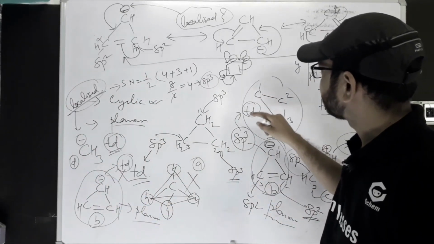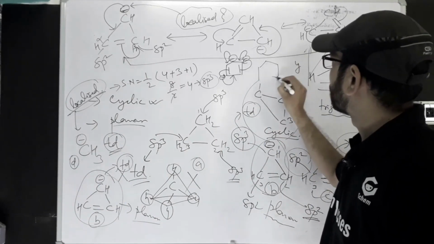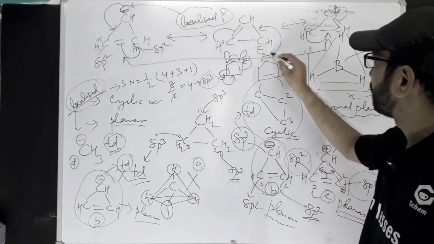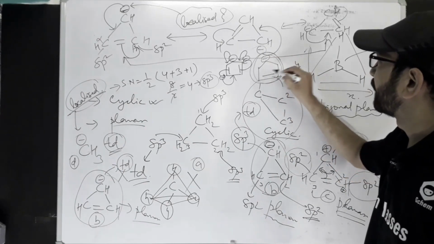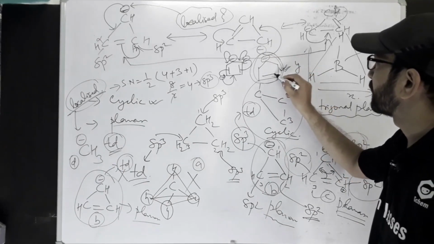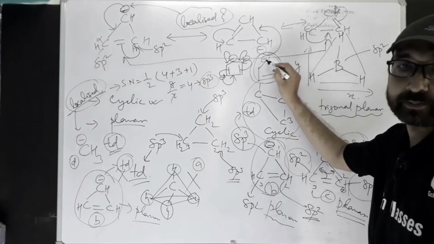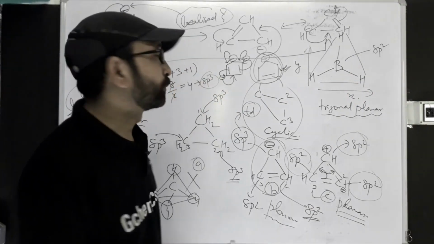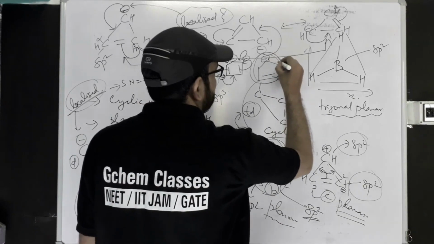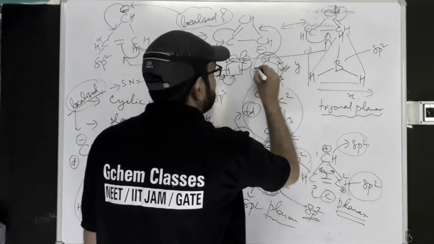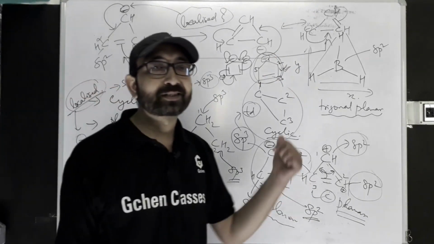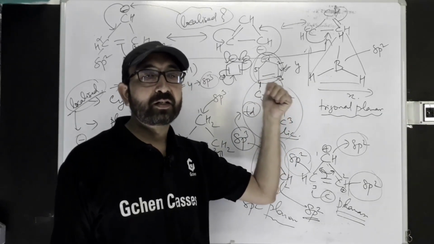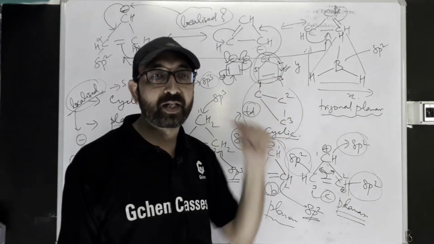Suppose in this case, if I draw this molecule and I ask, tell me whether this molecule is planar or not. Here one double bond is there, and here one negative charge is there. Just I'll number it. This is carbon number 1, this is 2, this is 3, this is 4, and this one is 5. So whether this molecule, this cyclic carbanion, is planar or not.